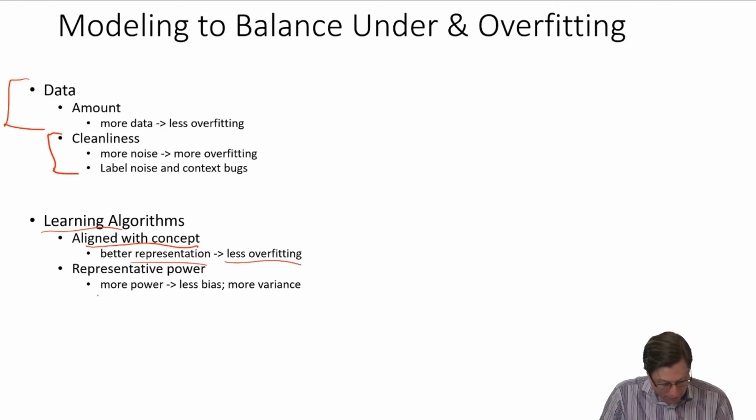More power in your model leads to less bias but more variance problems. And so as you go into logistic regression, our parameter sweeps were pretty simple.